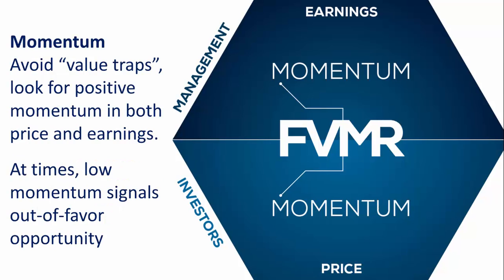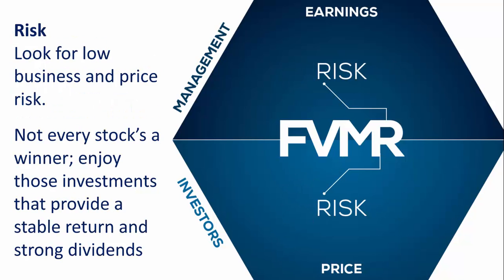The third measure is momentum, where we try to avoid value traps, but also are looking for positive momentum. You can see that momentum appears on the upper part of this diagram, meaning earnings momentum, and on the bottom, meaning price momentum. We look at both. Finally, we have risk. And again, risk is about earnings and risk is about price. So we accept the fact that some investments are just going to be solid and stable, and that would mean low risk. They may not be the cheapest. They may not even have the best fundamentals or momentum, but sometimes a low risk investment can be very attractive.